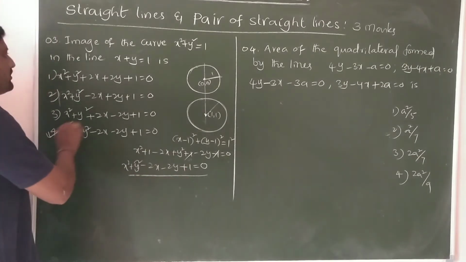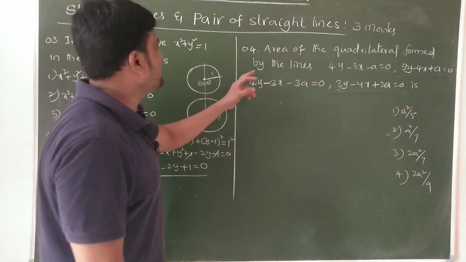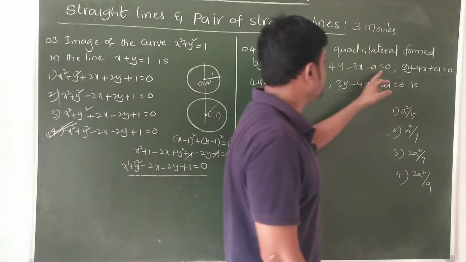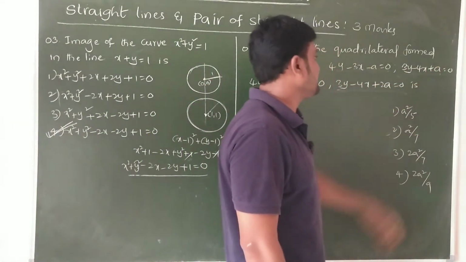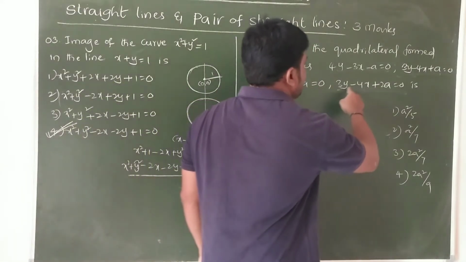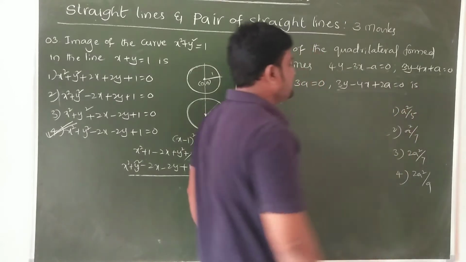The option is the fourth one. Now the problem: what is the area of the quadrilateral formed by the lines 4y minus 3x minus a equals 0, 3y minus 4x plus a equals 0, 4y minus 3x minus 3a equals 0, 3y minus 4x plus 2a equals 0?